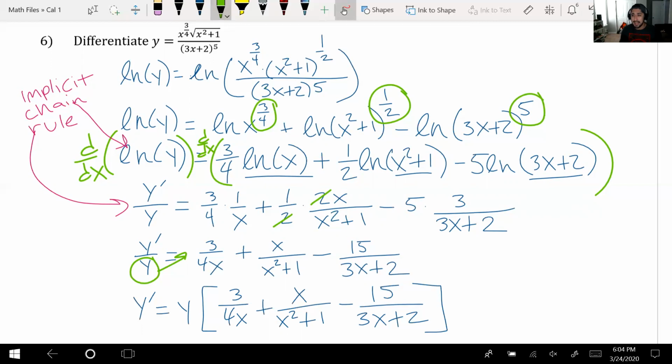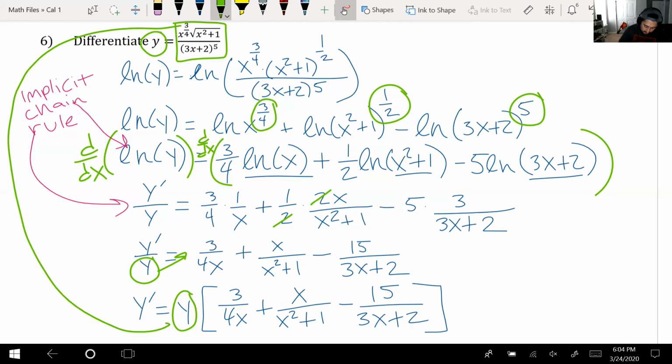What is y actually equal to? And that, we go back to the very beginning of the problem. So we look at this y, and we look at this y above. Well, now this y is going to get replaced by all of this. So that's what you're going to plug in for y. x to the 3/4, square root of x squared plus 1 over 3x plus 2 to the 5th, and that's it. We're done. So all of that gets plugged in for y.